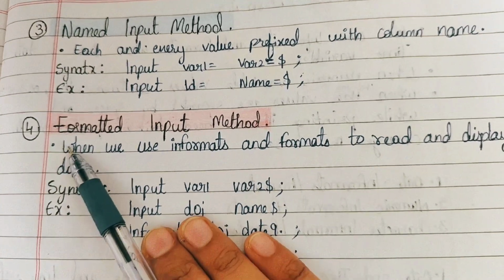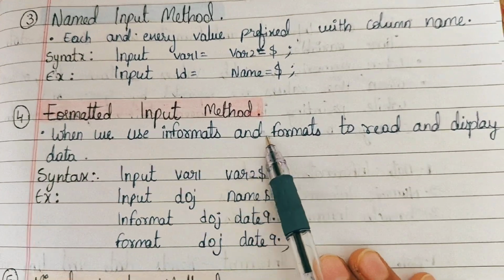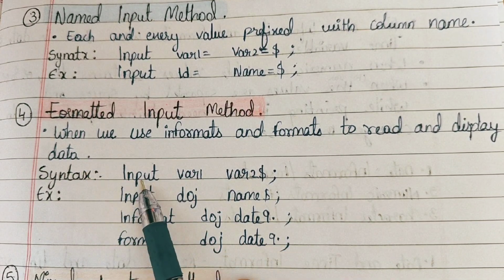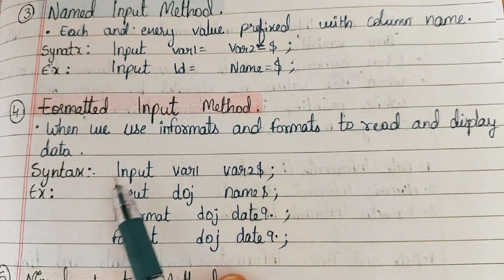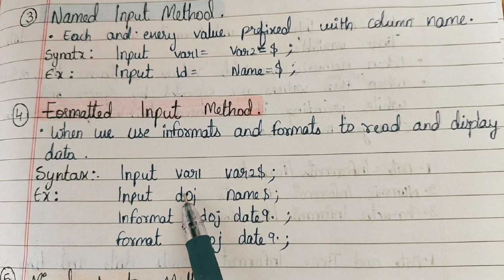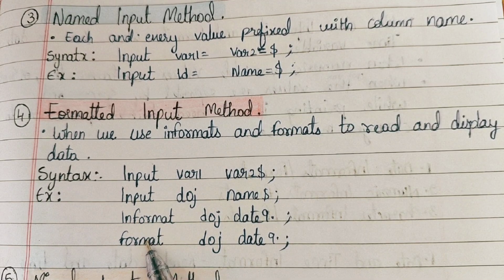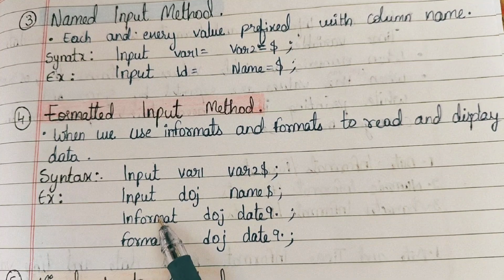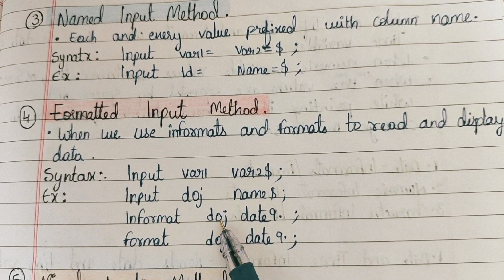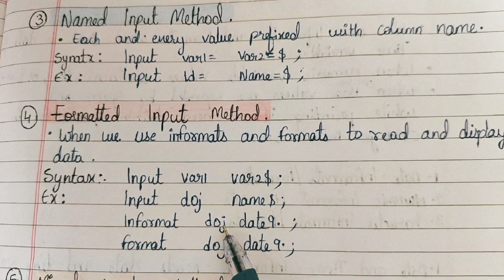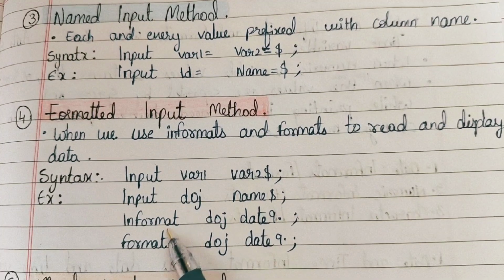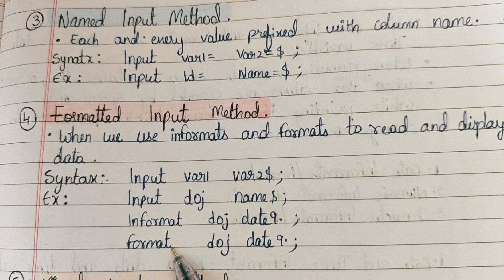Next, the formatted input method. When we use informats and formats to read and display the data, that is the formatted input method. Here you can see input variable 1, variable 2 $, and in the example I'm using DOJ, meaning date of joining. When there is a date in the input, we have to use informat and format. Clear? So format DOJ date9. When there is alphanumeric, we have to use this date9. Informat is used to read the data. Format is used to print the data.